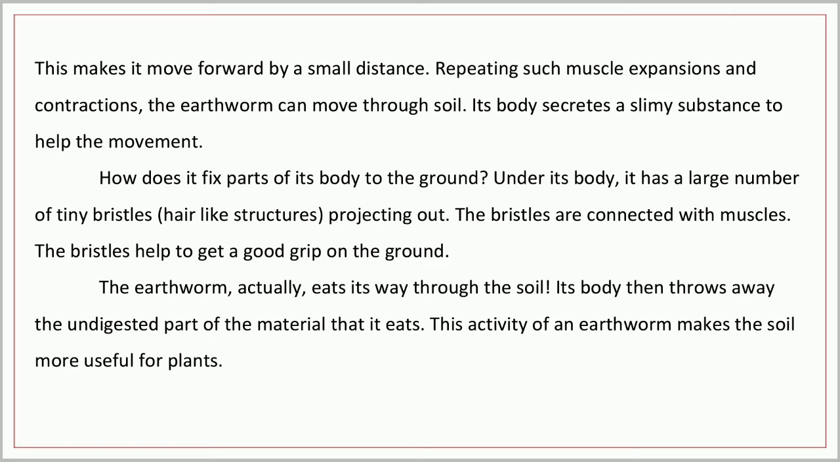How does it fix parts of its body to the ground? Under its body it has a large number of tiny bristles, that is, hair-like structures, projecting out. The bristles are connected with muscles. The bristles help to get a good grip on the ground. The earthworm actually eats its way through the soil. Its body then throws away the undigested part of the material that it eats. This activity of an earthworm makes the soil more useful for plants.